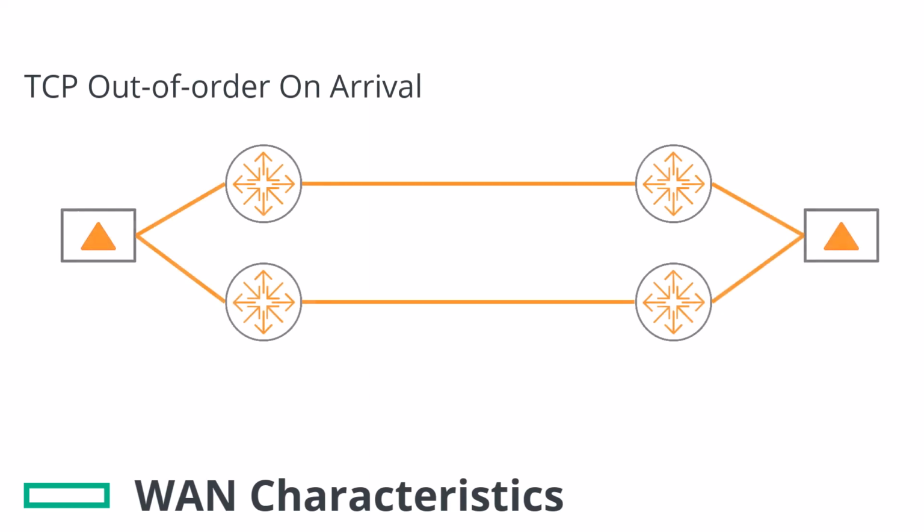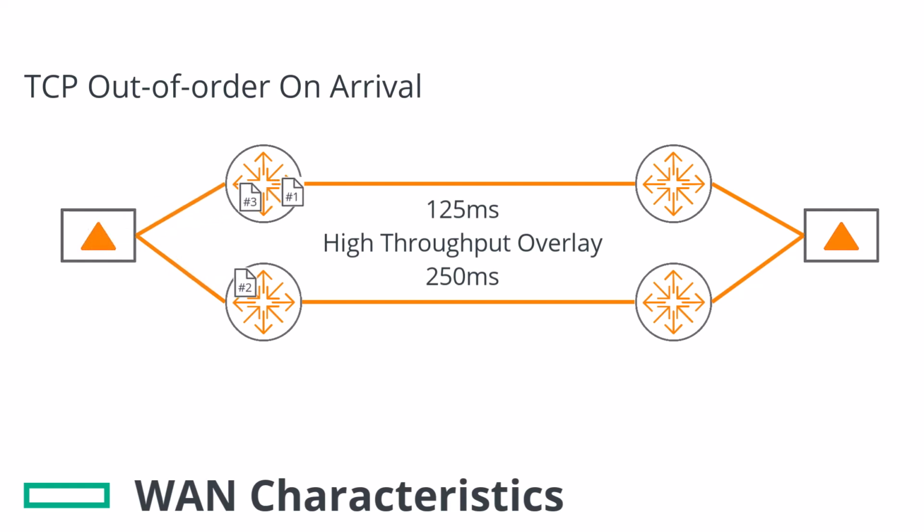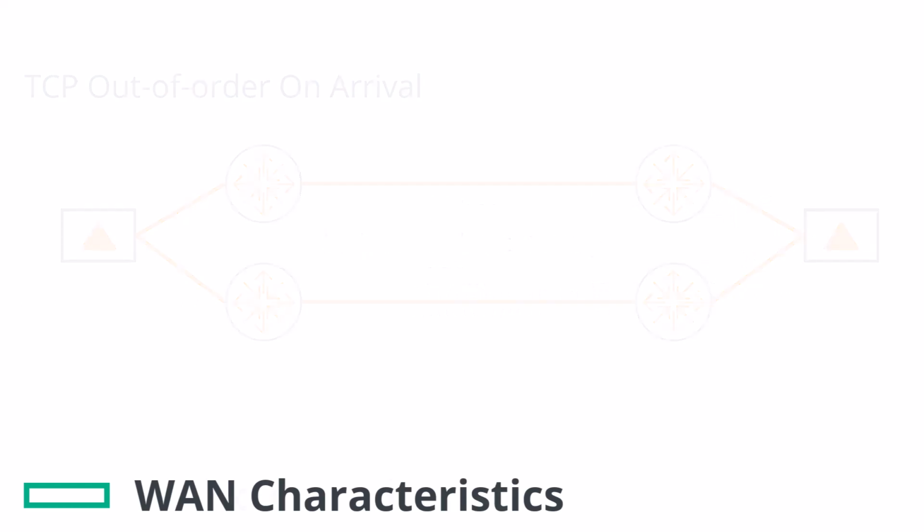TCP in particular is sensitive to packets arriving out of order, and as we'll see, choosing high throughput mode in a variable WAN link environment could actually result in performance degradation compared to choosing high quality mode.